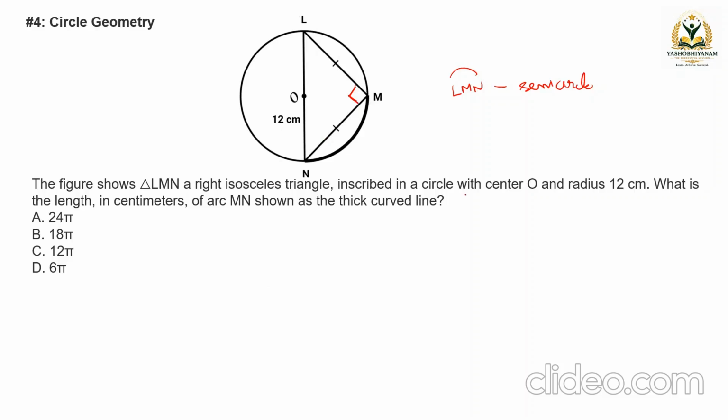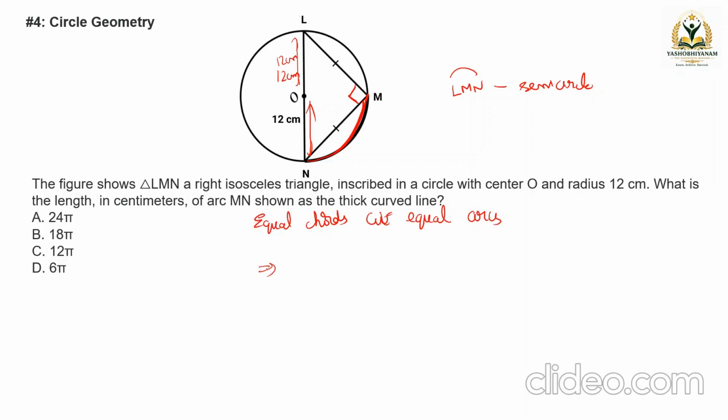Now, the circle has center O and radius 12 centimeters. So ON is 12 centimeters. OM is also 12 centimeters. This is your radius, 12 centimeters, and this is also 12 centimeters. This much information is given here. What is the length in centimeters of arc MN shown as a thick curve? So what is this length is the question, right? Now if you look at it, you can see that equal chords cut equal arcs. This is another circle theorem that you should be aware of.